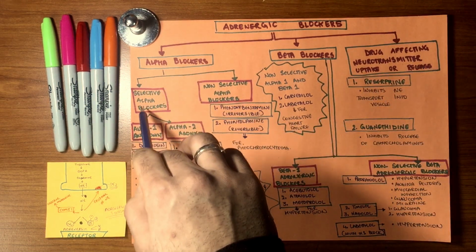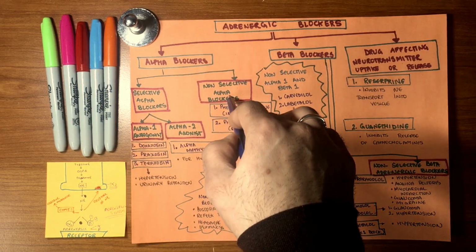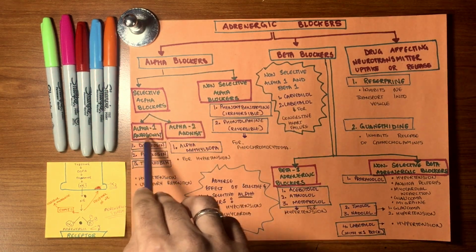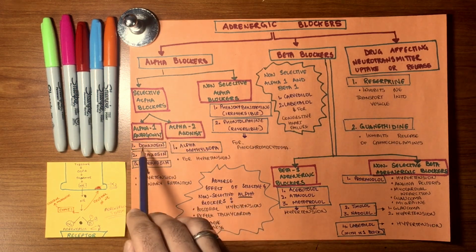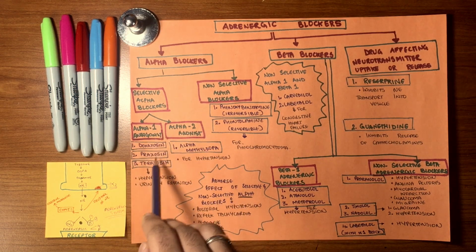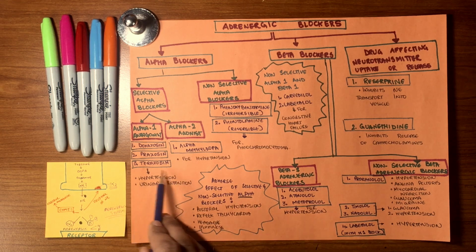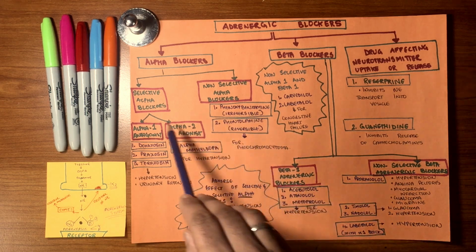Alpha blockers are further divided into selective alpha blockers and non-selective alpha blockers. Non-selective will block both alpha-1 and alpha-2. Selective will further divide into alpha-1 antagonists and alpha-2 agonists. Alpha-1 antagonists such as doxazosin, prazosin, terazosin will work in conditions such as hypertension or urinary retention. When there is hyperactivity of the alpha-1 receptor, which is increased heart activity, it will work in hypertension and urinary retention to reduce that.